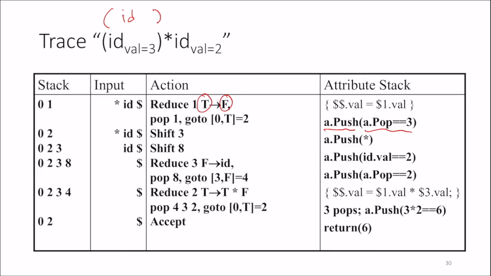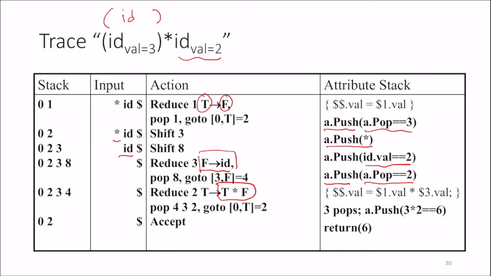So at this point, we finally shift the multiplication. We push that onto the attribute stack, shift the identifier, and then we reduce. F goes to ID. We look up this identifier and we see that the value is 2. So the value 2 is pushed onto the stack. When we reduce using this rule, we pop the 2 and push it back as we did with the previous cases.